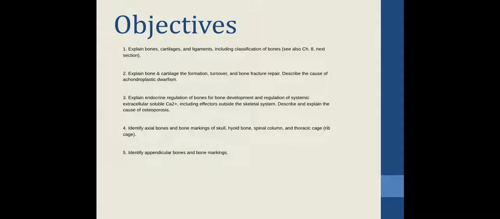Osteoporosis, also here. But number 4, identifying the axial bones and bone markings, as well as the appendicular bone and bone markings. Well, we're going to talk about that as sort of an overview. That's more of the objectives you'll get in lab. So the way it's sort of set up is that the department expects you to learn that more in your lab course, but they can ask questions in lecture, even though we don't go over it in the same capacity as lab. That being said, I will give you the info you need here, so don't panic.